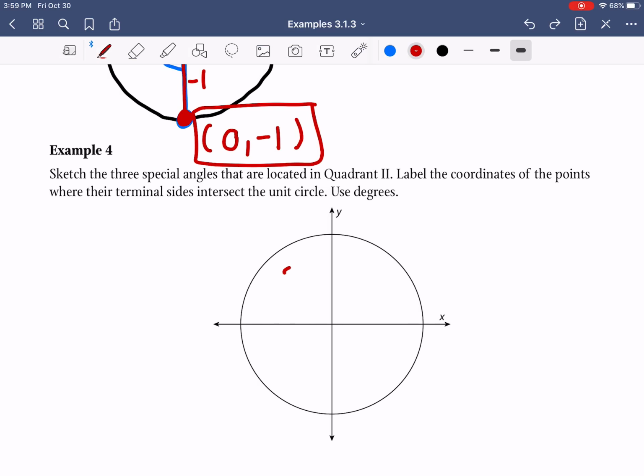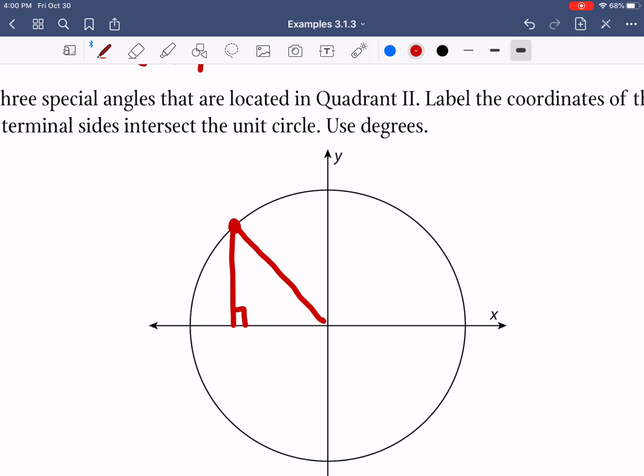We're going to be in quadrant 2, which is this quadrant right here. So I'm going to start with the 45 one, which is going to just be directly in the middle of my arc right there. And then I'm going to make a 45-degree right triangle. So you go straight down to the x-axis. And then this right here is 45 degrees.